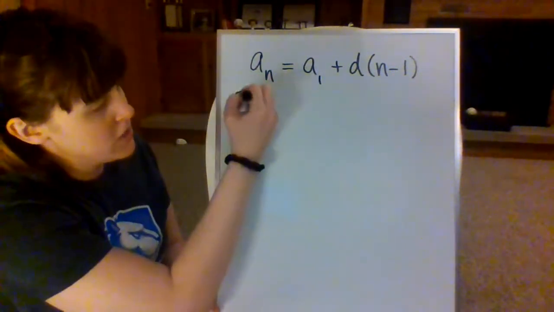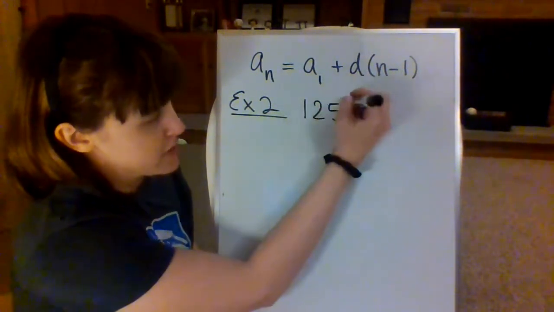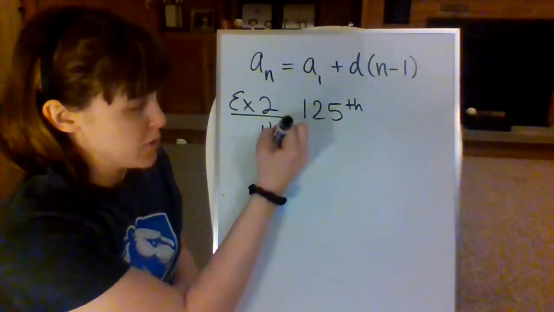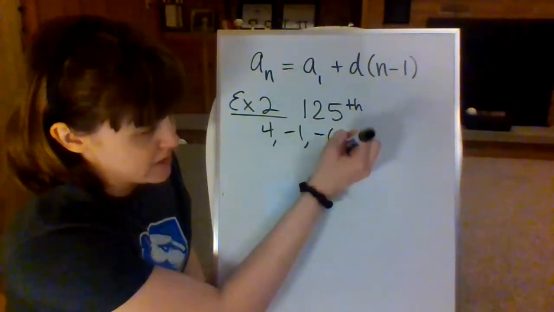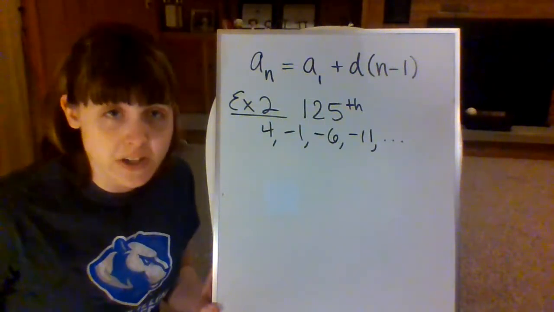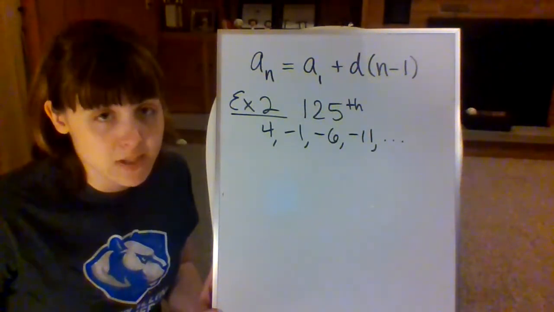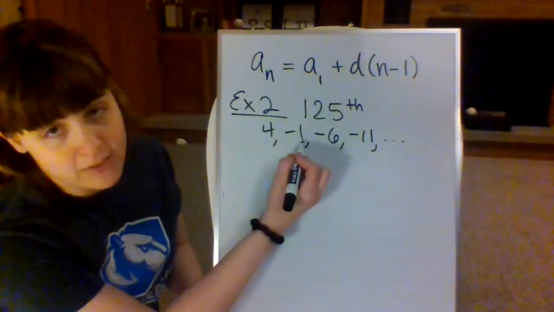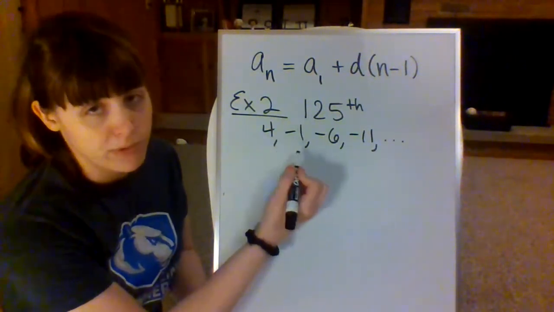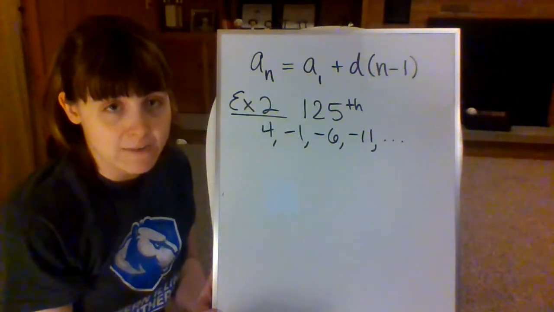Example 2 says find the 125th term. Sometimes sequences are quite long and quite large. In the sequence 4, -1, -6, -11, and so on. Here, as you notice, it's getting more negative, so we're probably subtracting something this time. Again, if you're not sure what it is, you can take the second term minus the first term. Or if you notice that you're subtracting 5 each time, that means the difference is going to be -5.